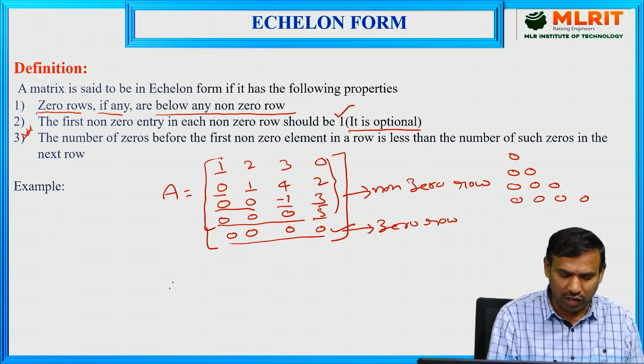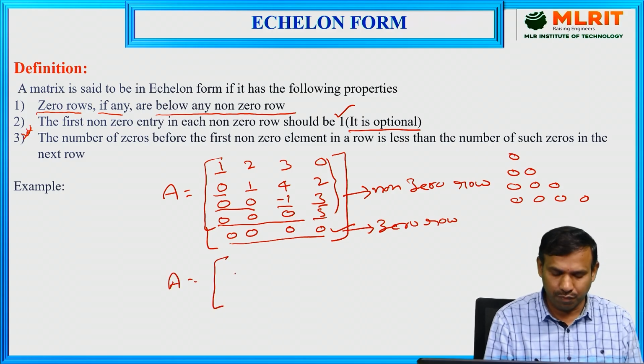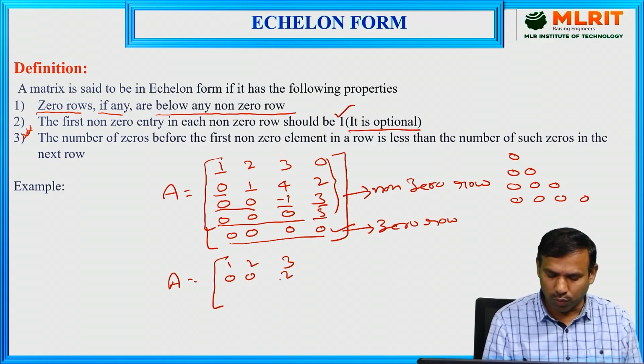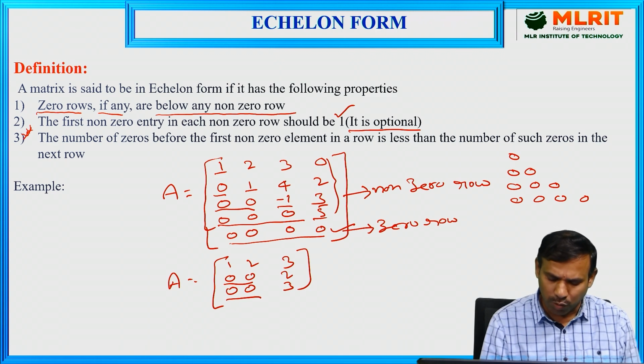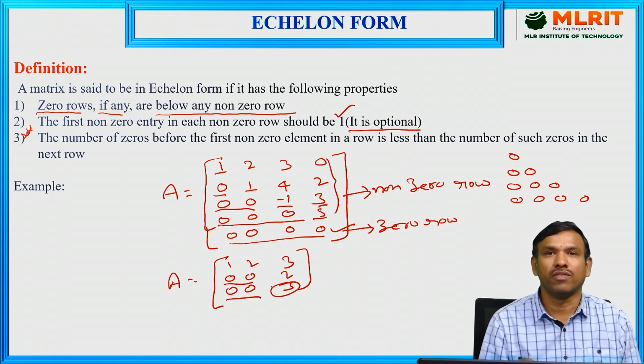Look at this one. Suppose here I am writing a matrix where 1, 2, 3, 0, 0, 2, 0, 0, 3. Look at this one here. This matrix is not in echelon form. How can we say it is not in echelon form? Here 2 zeros, here 2 zeros. Not in echelon form. If you make this element also 0, then it will become echelon form. So it is not in echelon form.